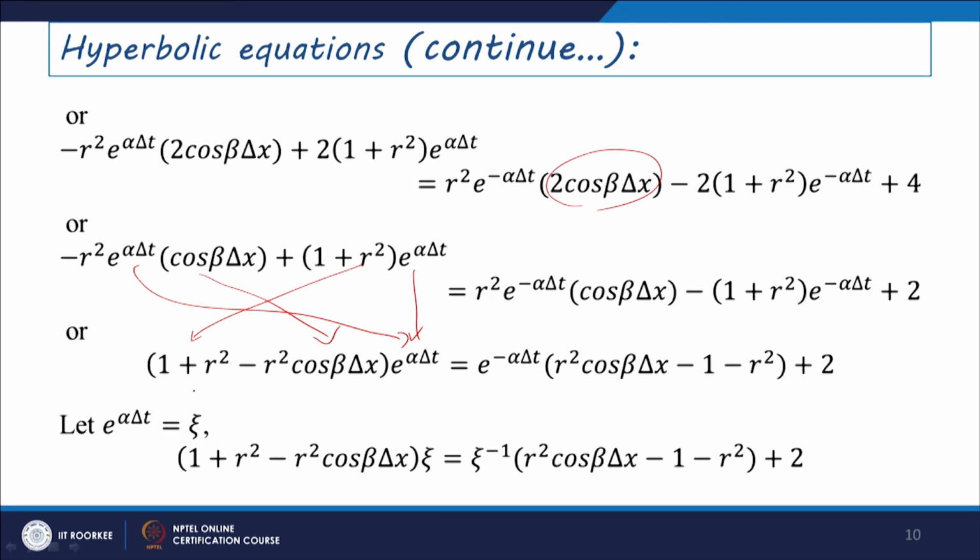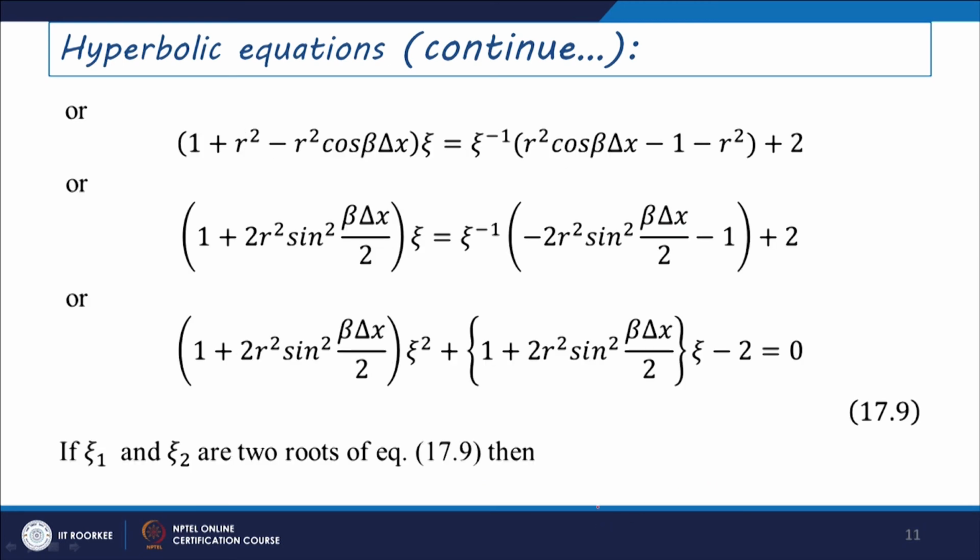we can write this equation as 1 plus r square minus r square cos beta delta x into zeta equals zeta inverse, since e to the power minus alpha del t is there, r square cos beta delta x minus 1 minus r square plus 2 here. And if you multiply by zeta on both sides, we can obtain this equation in a standard form as 1 plus 2 r square sin square beta delta x by 2 zeta square plus 1 plus 2 r square sin square beta delta x by 2 into zeta minus 2 equals 0 here.